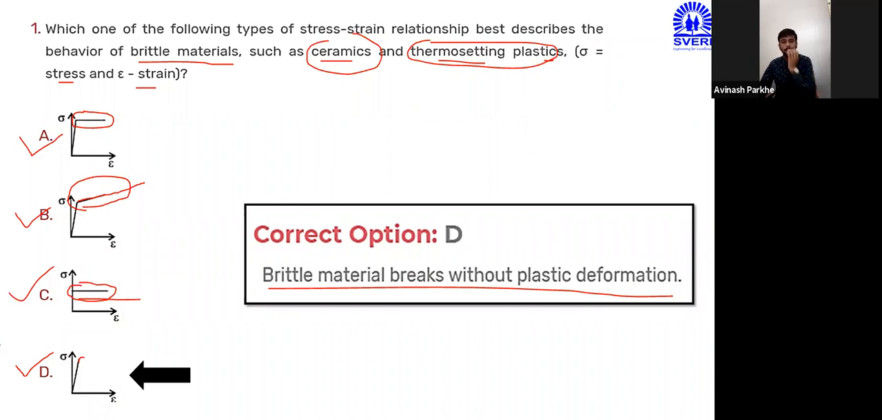Option D is correct, because here immediately after the proportional limit there is a breaking. But in figure A, after plastic deformation, the stress and strain will remain constant. In option B, after the proportional limit, there is an increase in stress and an increase in strain. It will not be accepted. In option C, the stress is 0 and only strain increases. Therefore, options A, B, C are not accepted. Option D will be 100% accepted, because after the proportional limit, immediately there is a breaking without plastic deformation, and that plastic deformation is not visible in option D. Therefore, option D will be considered your final answer.